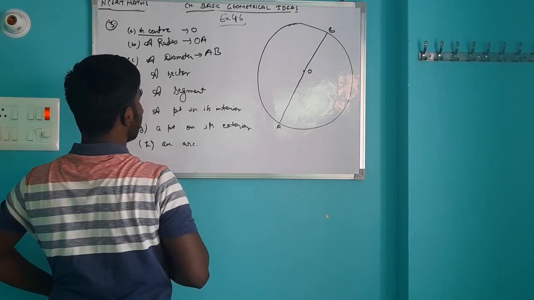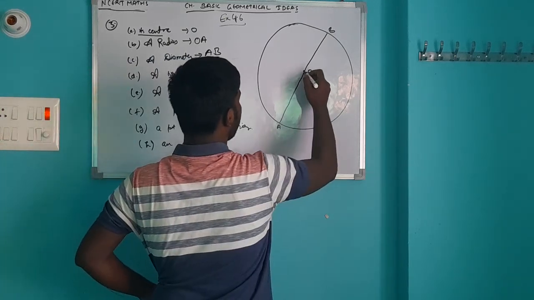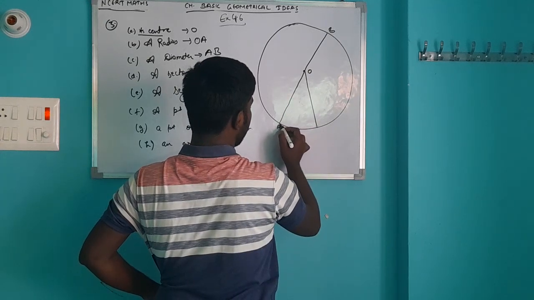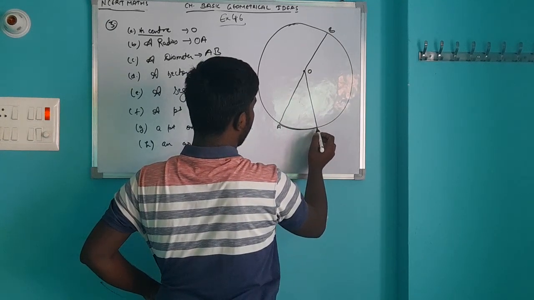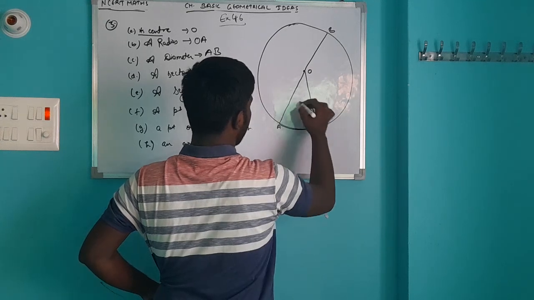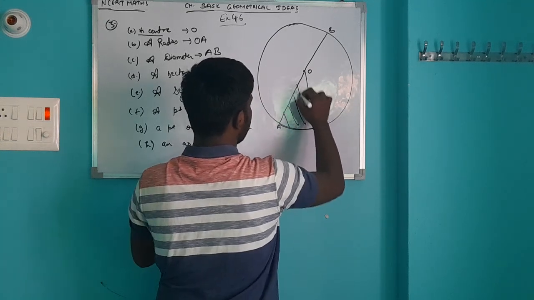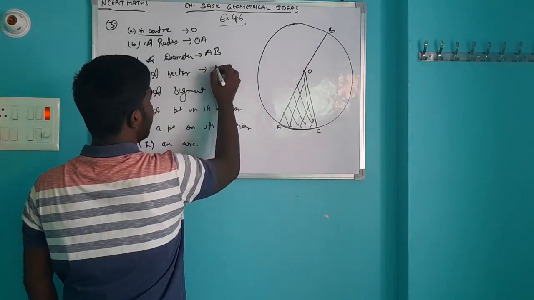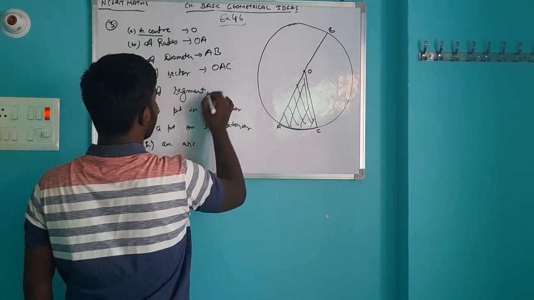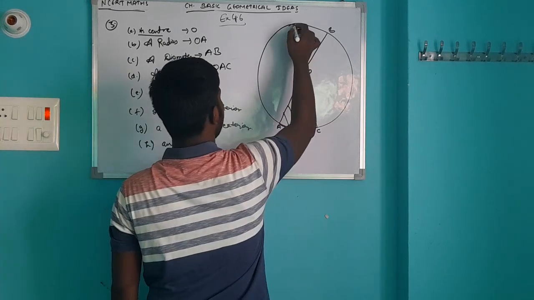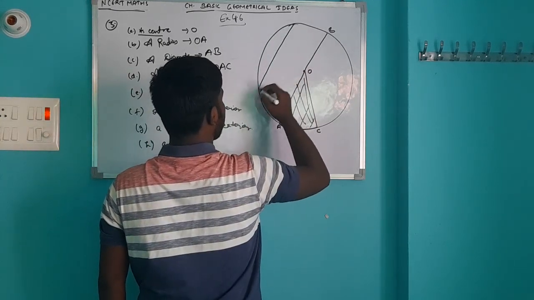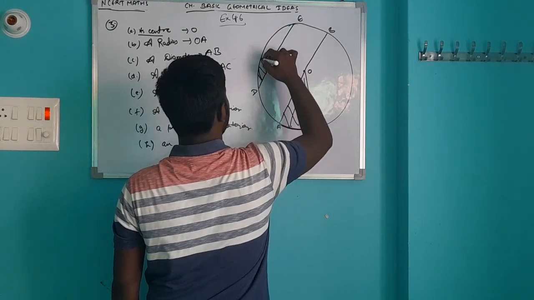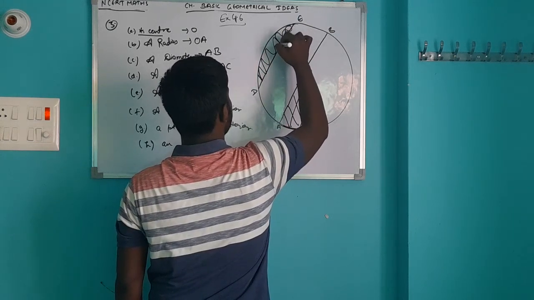In D part, a sector. For a sector, we need another radius making an arc. So we have C. So this is a shaded portion also. So we have a sector like OAC. A segment. For segment we need to draw a chord like D and E, which must also be a shaded portion.